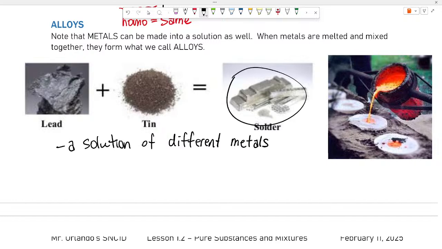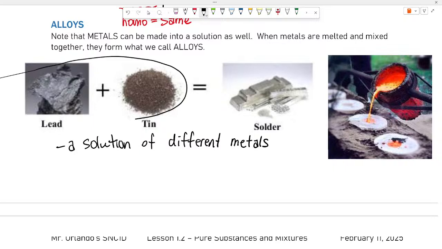Lead and tin gives us something called solder. Copper and tin gives us something called bronze. Iron and copper gives us something called brass. Iron and carbon gives us something called steel. So you mix different metals together, you get a new thing that is a combination of the two qualities.